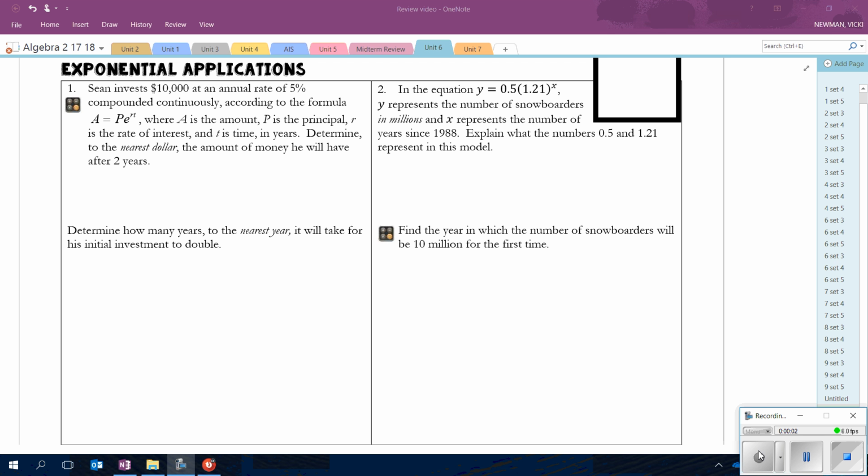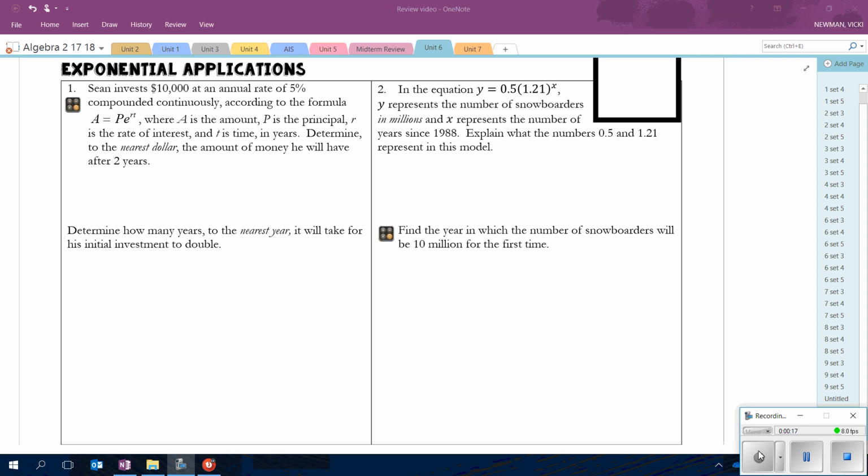Okay, so I picked these two exponential application questions because with one of them, the formula is given to you, and with the other, the formula is given, but it asks the question in kind of a weird way, and you've got to be careful about units.